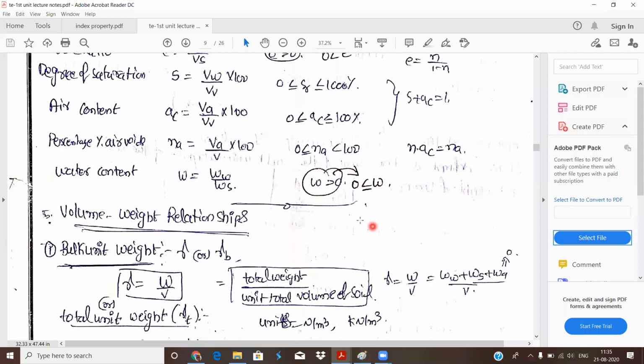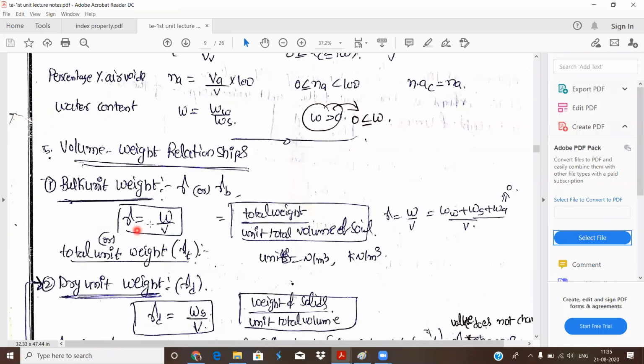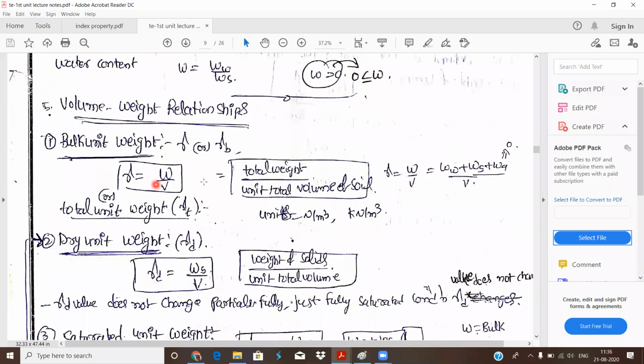Okay, thank you. Next one, bulk unit weight. Once again I am repeating, in all phase relations it is weight by weight or volume by volume, but bulk unit weight is the ratio of total weight of soil to the total volume of soil, that is, total weight per unit total volume of the soil. Weight has units of kilonewtons and volume has units of meter cube. Therefore, kilonewton per meter cube.